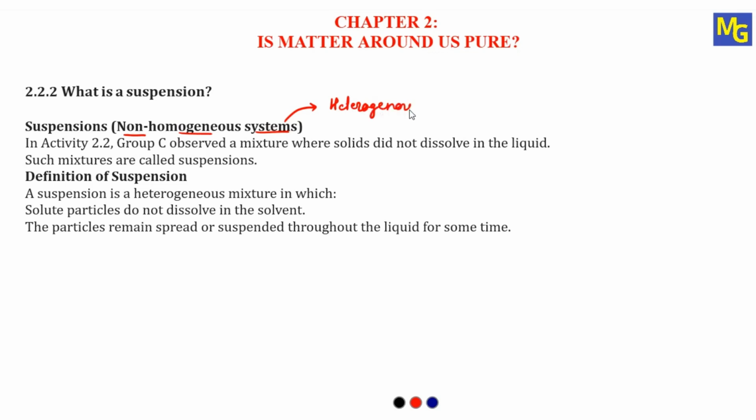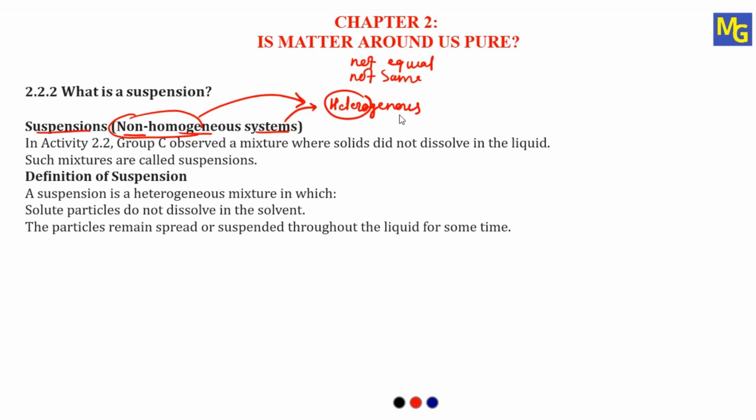Remember, we have two types of mixture. One is homogeneous and one is heterogeneous. Hetero means which is not the same, or I can say not equal. It is called heterogeneous. So remember, here it is written non-homogeneous, nothing but equal to heterogeneous. So suspension is an example of a heterogeneous liquid.